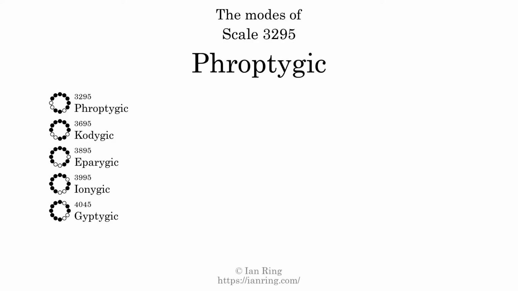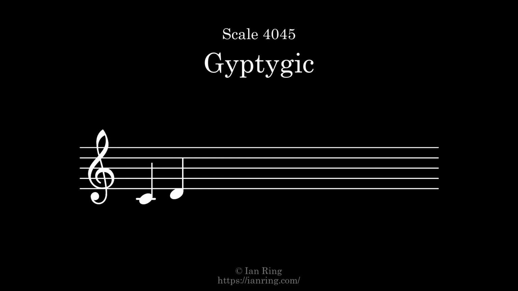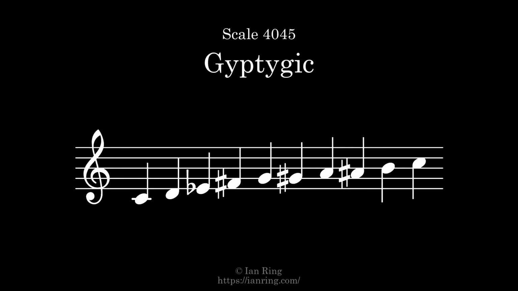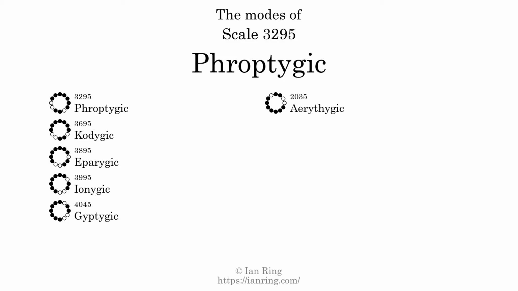The fifth mode is scale 4045, also known as Gyptogic. It sounds like this. The sixth mode is scale 2035, also known as Arithmetic. It sounds like this.